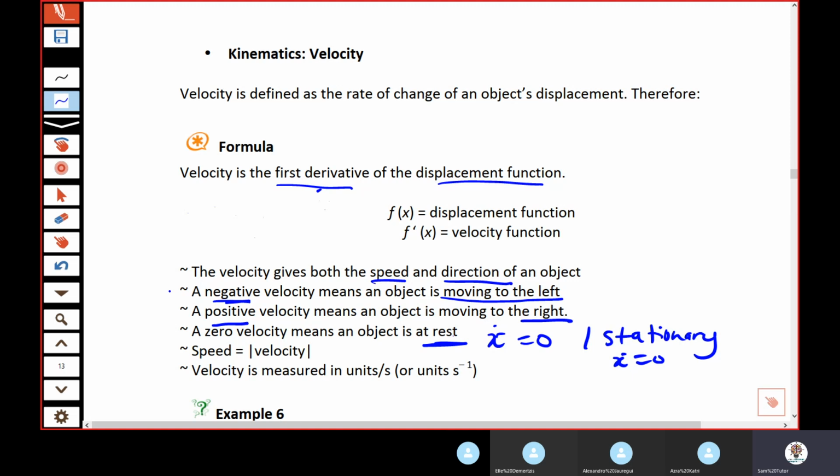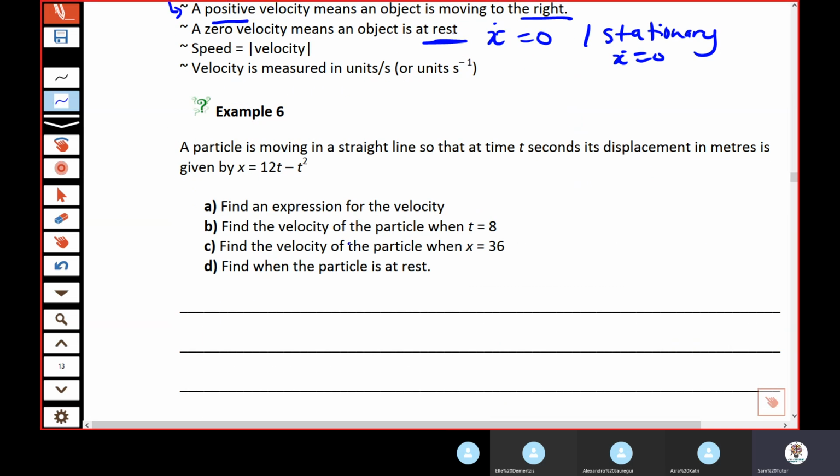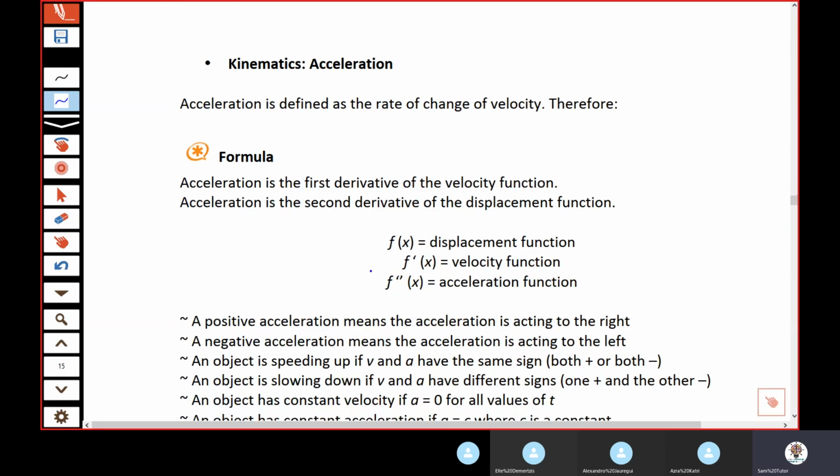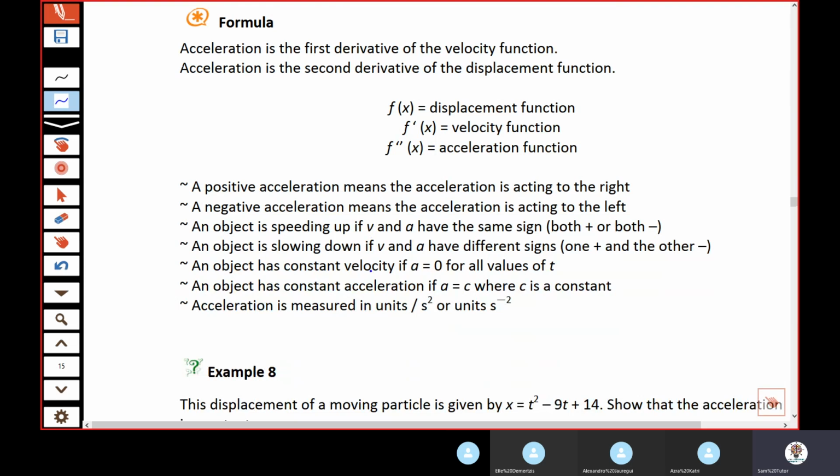Again, the big two here are usually these ones that students don't understand, but x dot is the first derivative, and then we'll come back to them and do more questions. Last one that I want to talk about is acceleration.